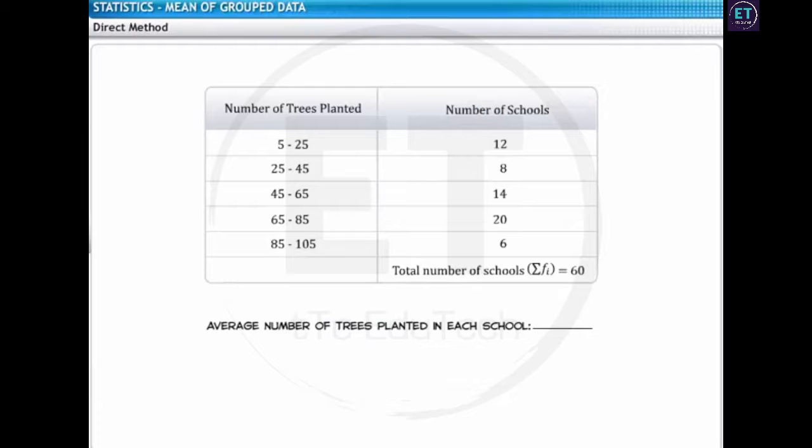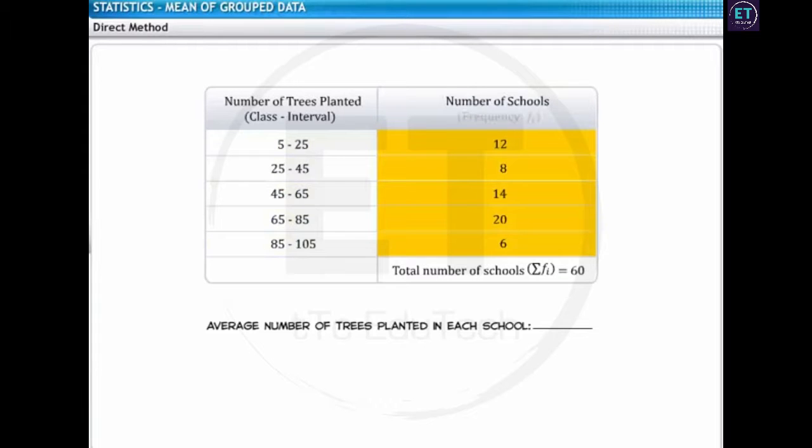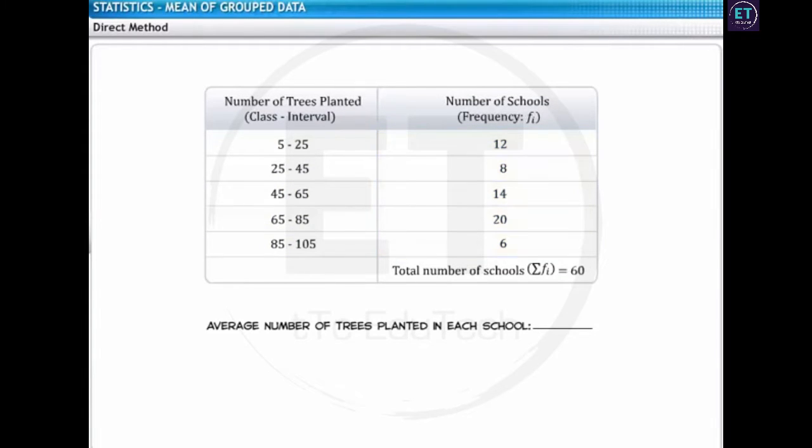Let us begin with the direct method. What do the two columns in this table represent? The first column represents the class interval of grouped data, and the second column represents the frequency for each class interval. The first step to finding the mean of grouped data using the direct method is to find the class mark for each class interval. Let's denote the class mark as xi. The xi for each class is equal to half the sum of the upper and lower class limits of each class interval.